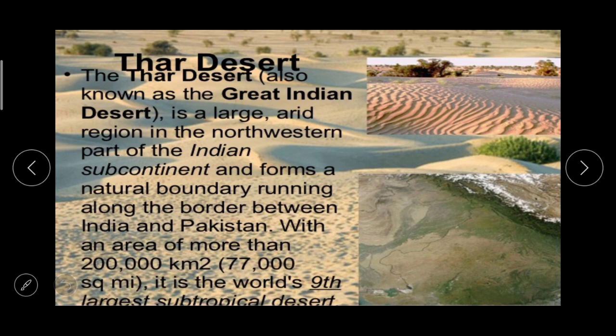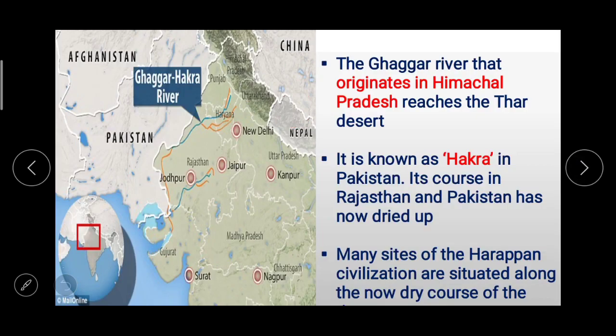The Thar Desert, which is also known as the Great Indian Desert, is a large arid region in the northwestern part of the Indian subcontinent and forms a natural boundary running along the border between India and Pakistan. Then the Ghaggar river that originates in Himachal Pradesh reaches the Thar Desert. It is known as Hakra in Pakistan. Its course in Rajasthan and Pakistan has now dried up. Many sites of the Harappan civilization are situated along the now dry course of the river. Here you can see the Ghaggar or the Hakra river.